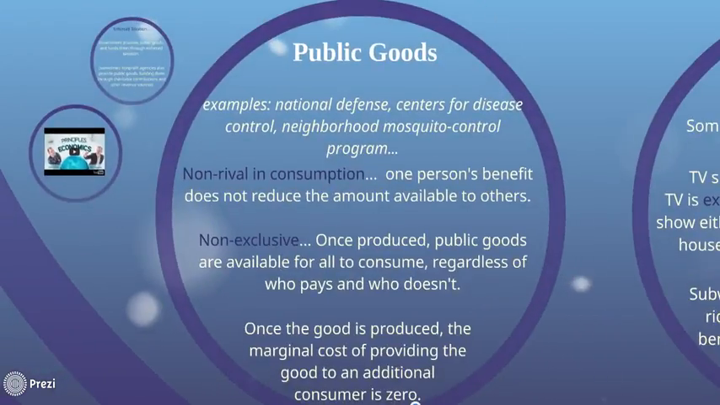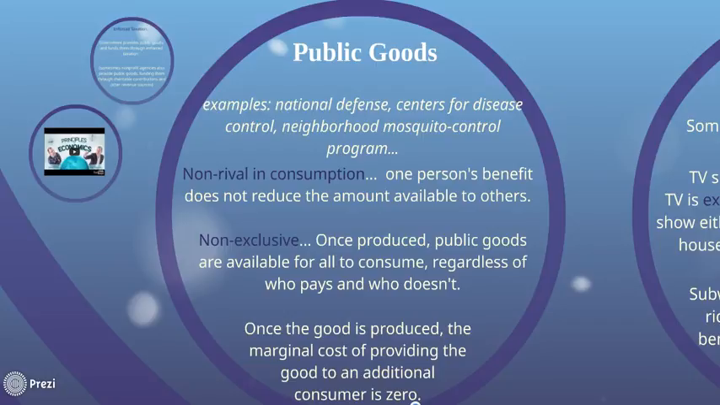Public goods. Examples are National Defense, Centers for Disease Control, Neighborhood Mosquito Control Program, etc. Public goods are non-rival in consumption, so you do not have to fight with somebody over their use. National defense, okay, the Army. It's available for the entire country. One person's benefit does not reduce the amount available to others. You do not have to fight for it.